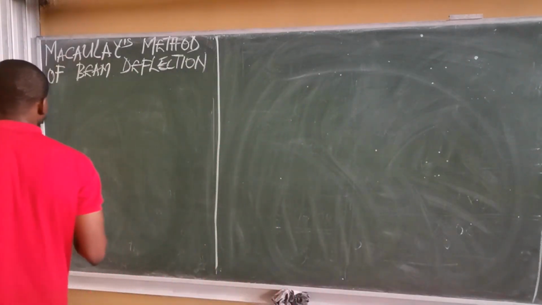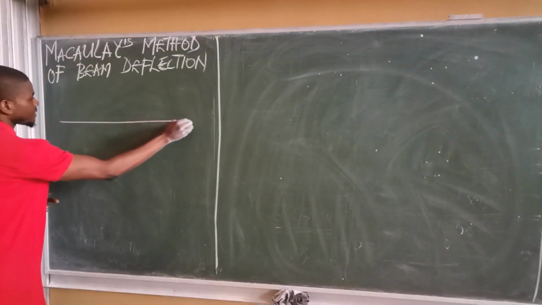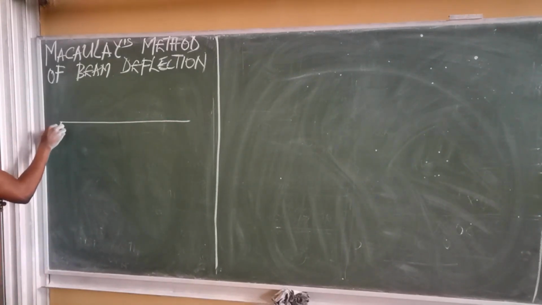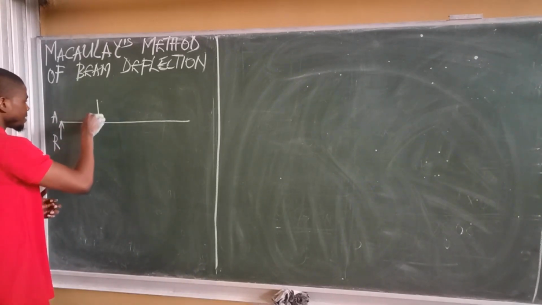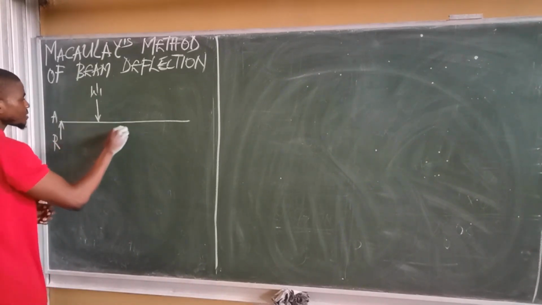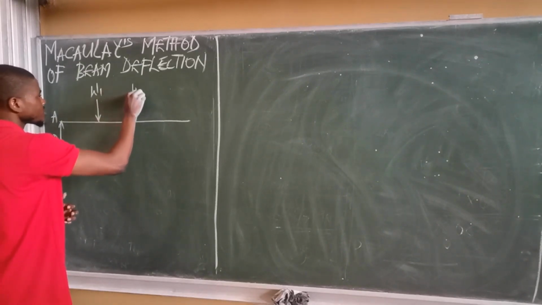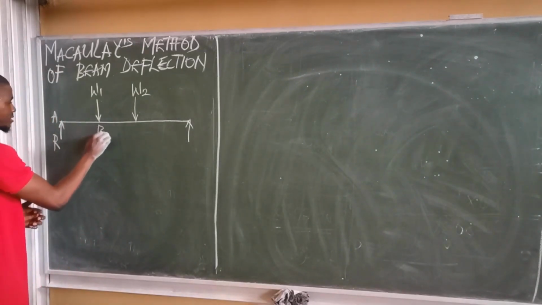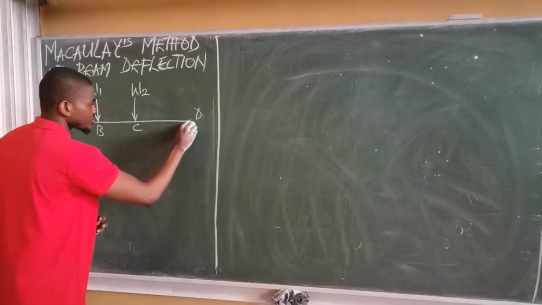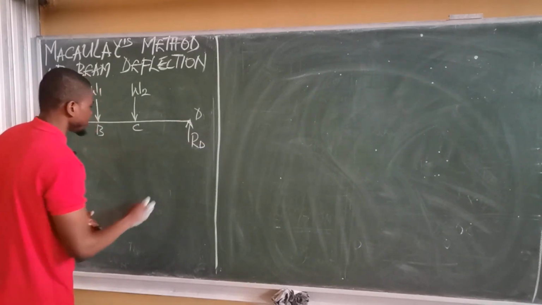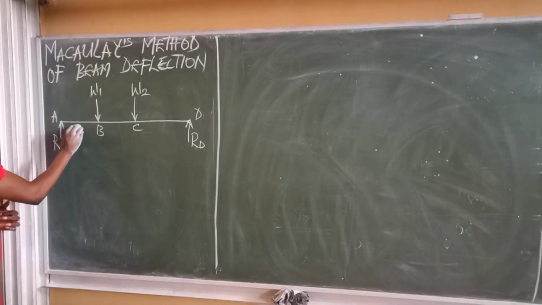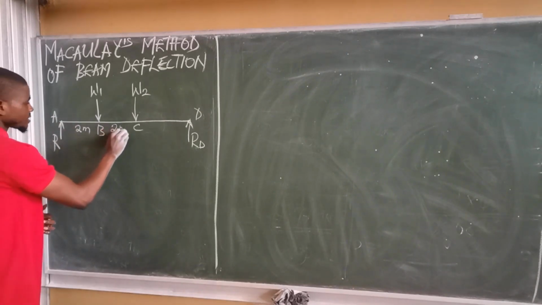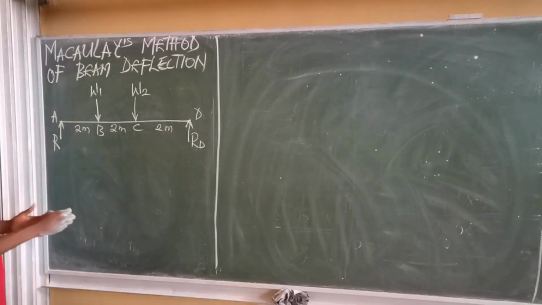Now let's say we have a beam, and of course we have the reactions of this beam. Let's call here point A. Let this beam carry a load here. Call this W1. Call this load W2. Let's call here point B, point C, and point D. Let the reaction here be RD. Let's say their distances apart are 2 meters each, 2 meters and 2 meters. Let the reaction here be simply RA.